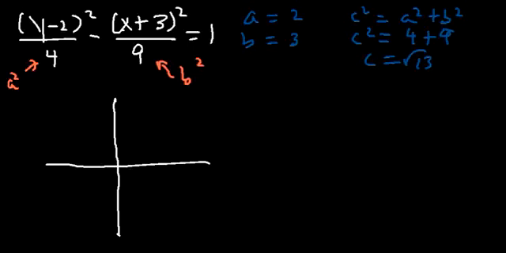The center is, let's look at the x value first. So it's negative 3, and the y value plus 2. So it's at negative 3 comma 2.